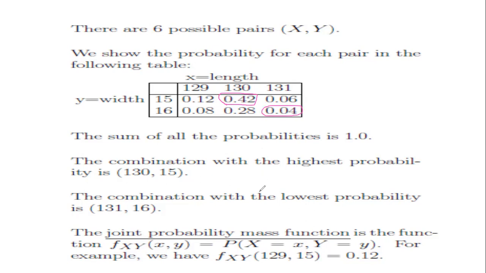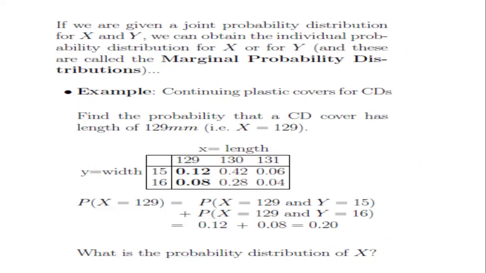So the joint probability mass function is written like this, obviously, and you can use that to calculate the probability for any particular pair you want. Okay. So for example, f X, Y of 129, 15 equals 0.12. Alright, clear? Pretty simple up to now. Yeah, so in the case of marginal, now you can see what happens. If you are given such a table, which will not always be the case, you will have to estimate the probabilities. Then you can obtain the individual probabilities for X and Y.